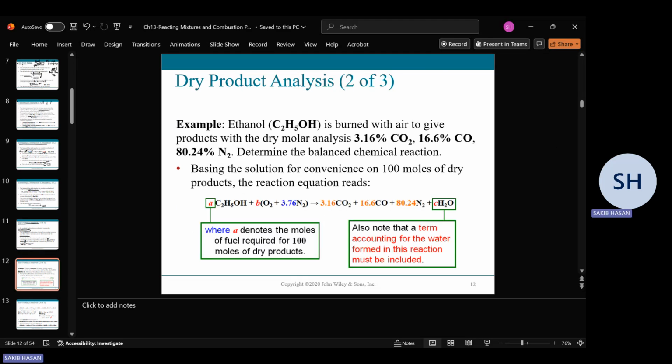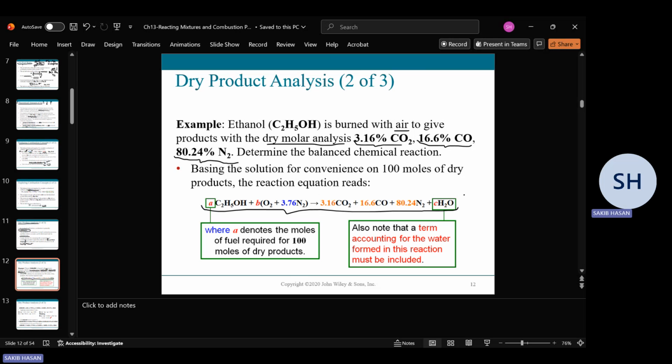After measuring the dry product, here as an example, you can see that it says ethanol is burned with air to give products with dry molar analysis. So you get 3.16% CO2, 16.6% carbon monoxide, and 80.24% nitrogen. Based off of this, you can just write these percentage values as mole values, and it will give you the ratio of the moles for this particular reaction.